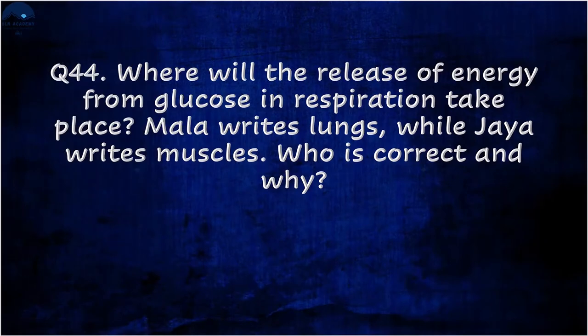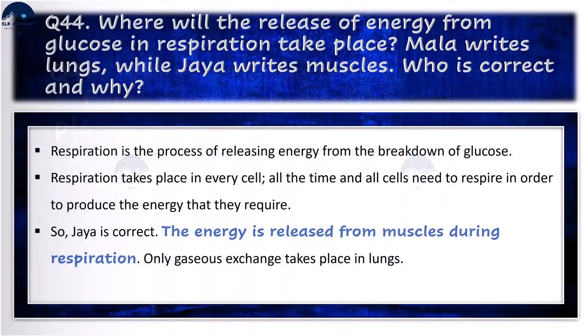Question 44. Where will the release of energy from glucose in respiration take place? Mala writes lungs, while Jaya writes muscles. Who is correct and why? Respiration is the process of releasing energy from the breakdown of glucose. Respiration takes place in every cell, all the time, and all the cells need to respire in order to produce the energy that they require. So, Jaya is correct. The energy is released from muscles during respiration. Only gaseous exchange takes place in lungs.